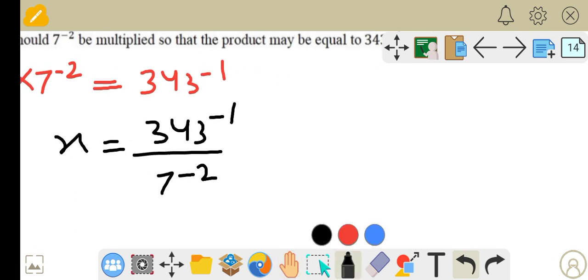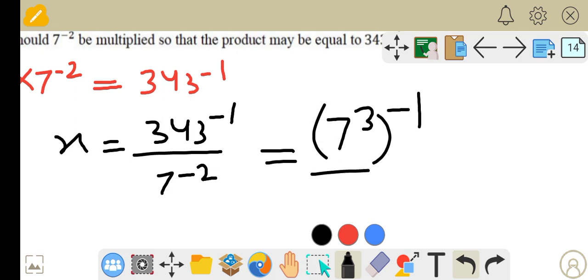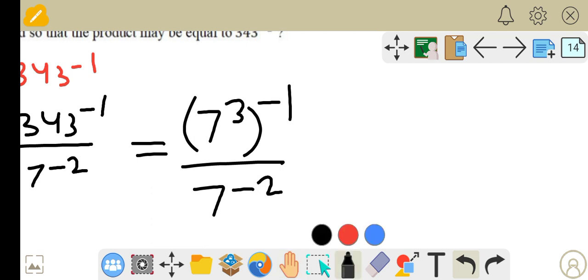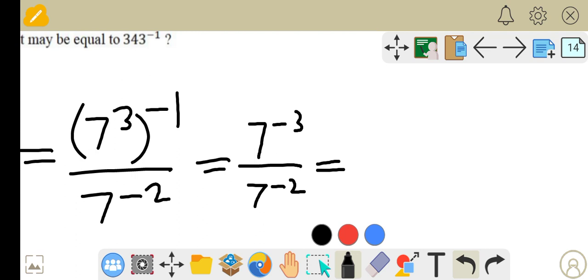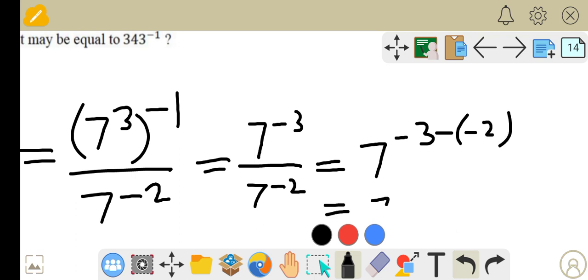Now 343 can be written in the exponent form of 7 as 7 cube, to the power minus 1, divided by 7 to the power minus 2. And 7 to the power 3 to the power minus 1 can be written as 7 to the power minus 3 divided by 7 to the power minus 2. Now there is a rule: when we have the same base in the case of division, we need to subtract the exponents, so it will be 7 to the power minus 3 minus minus 2, so it will be 7 to the power minus 3 plus 2, or 7 to the power minus 1, or it can also be written as 1 by 7.